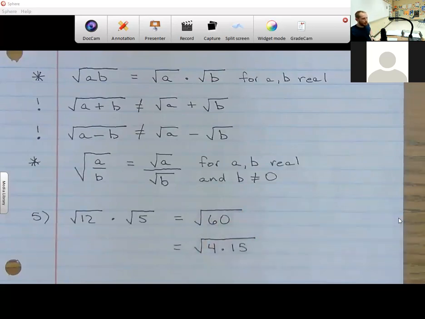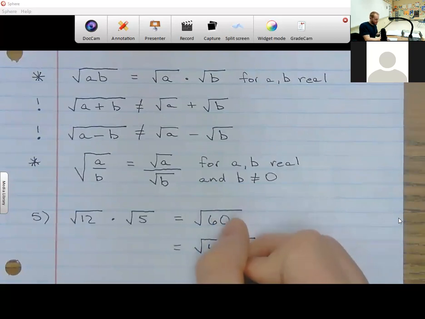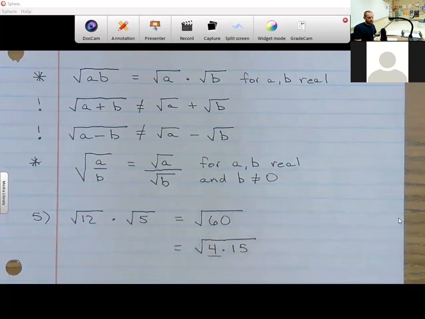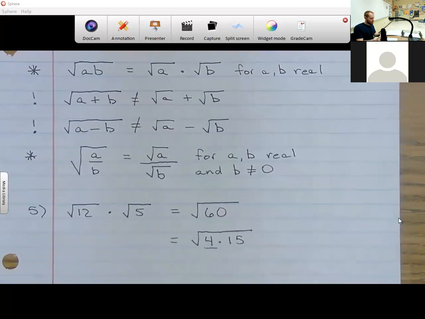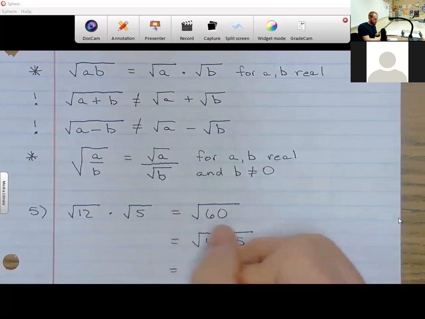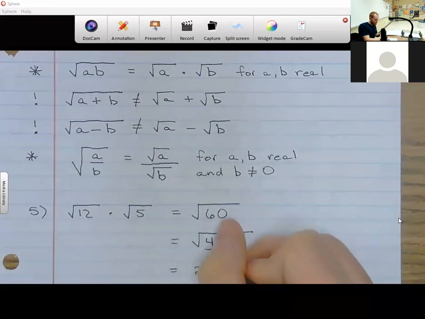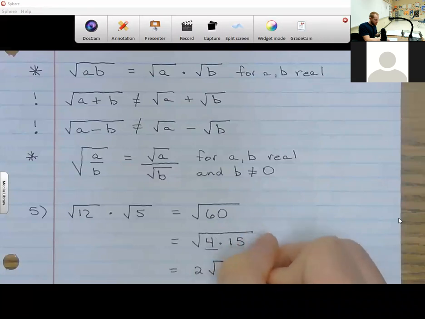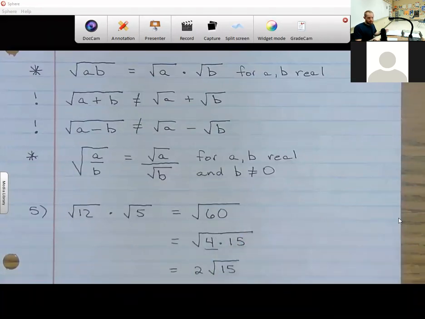Okay, so I'm breaking it up into 4 times 15. So which one is the square root? I mean, the perfect square. I've been doing this for too long. It would be the 4, right? The 4 is the perfect square. So I can take out the 4 as a what? As a 2, right? But I've got to leave the 15 under there. And I'm done, right?